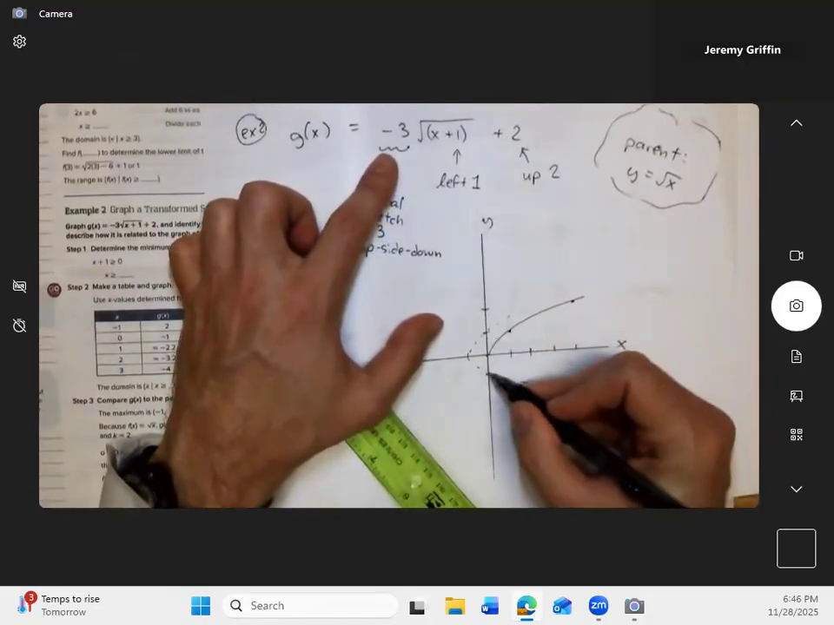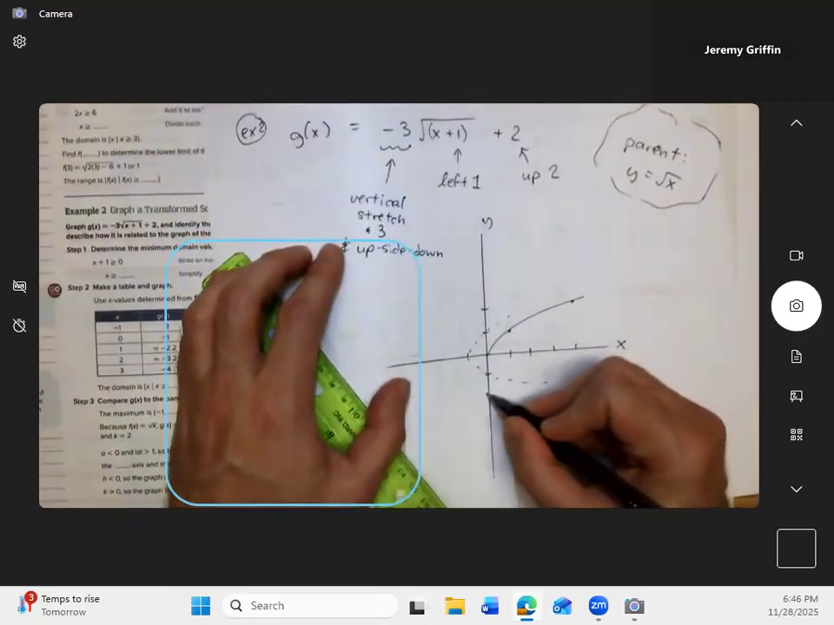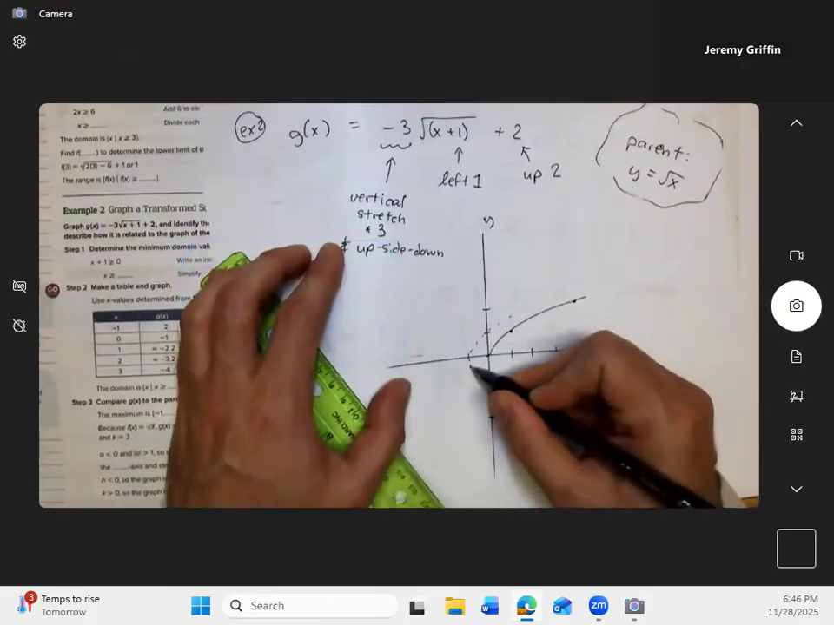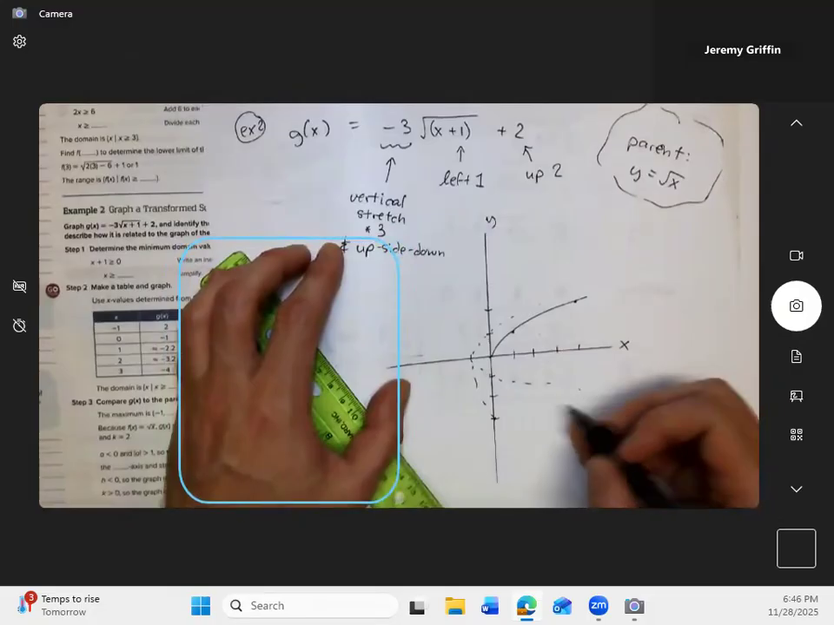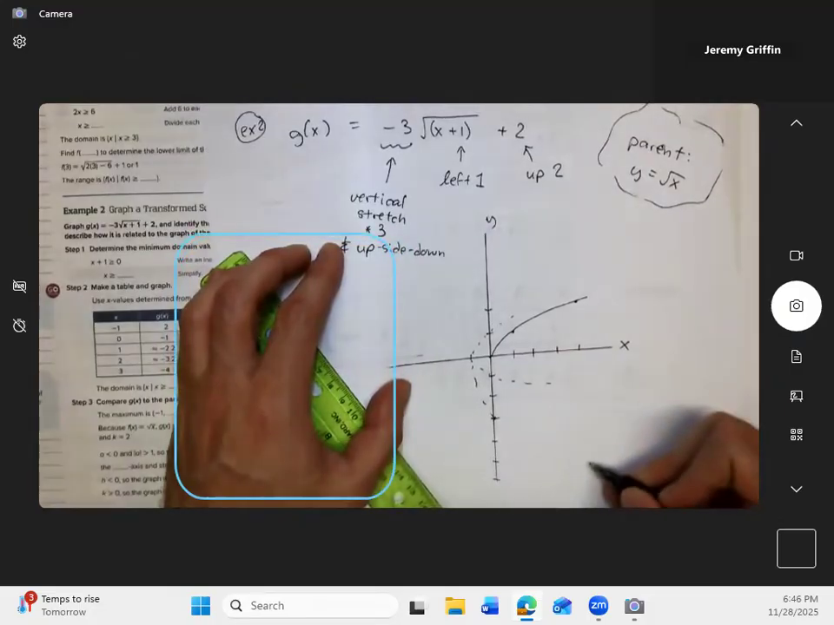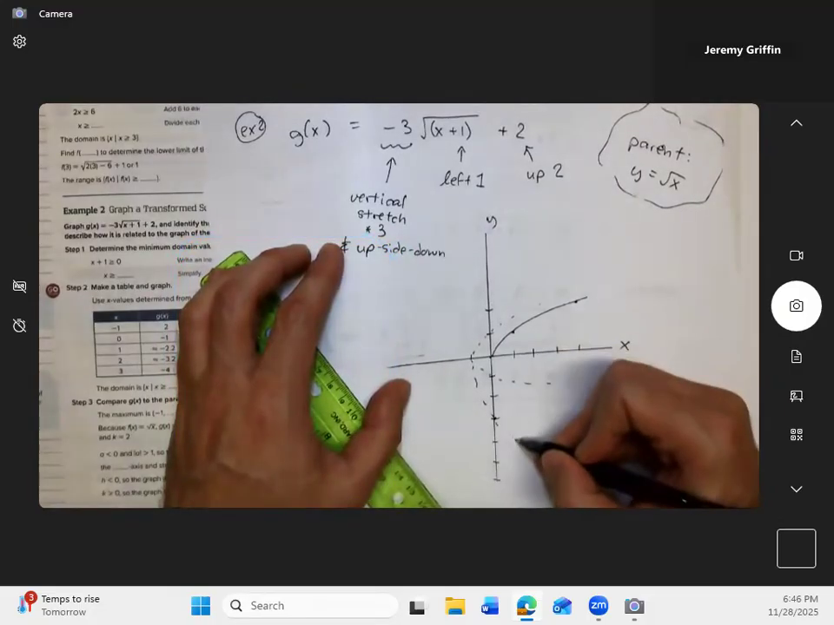Let's see. Instead of -1 here, I have to multiply it by 3. So that brings me down here, somewhere like this. And this would be up at 2. So -2 times 3 is -6, 3, 4, 5, 6. That's kind of here-ish. Right? So now it's like this.